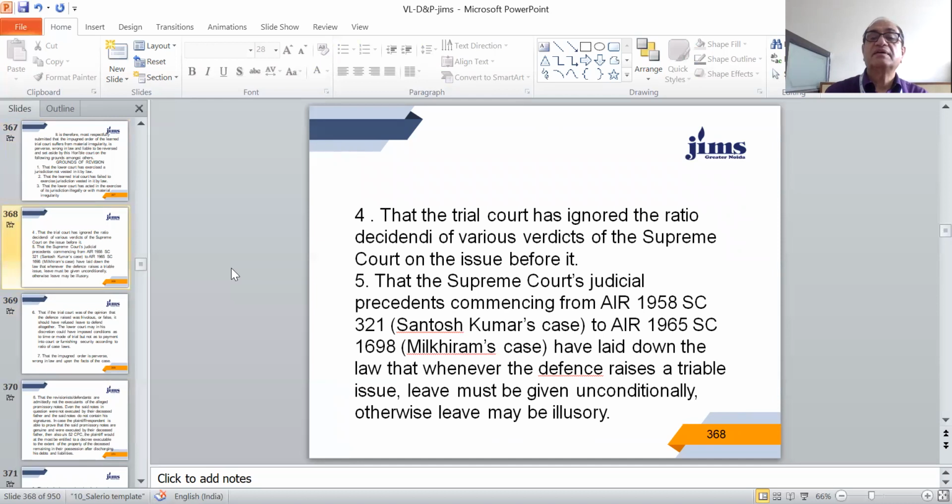And the fourth one is that the trial court has ignored the ratio decidendi of various verdicts of the Supreme Court on the issue before it. And the fifth one is that the Supreme Court's judicial precedent commencing from 1958 Santosh Kumar's case to 1965 Milky Ram's case have laid down that whenever the defense raises a triable issue, leave must be given unconditionally. Otherwise, leave may be illusory.